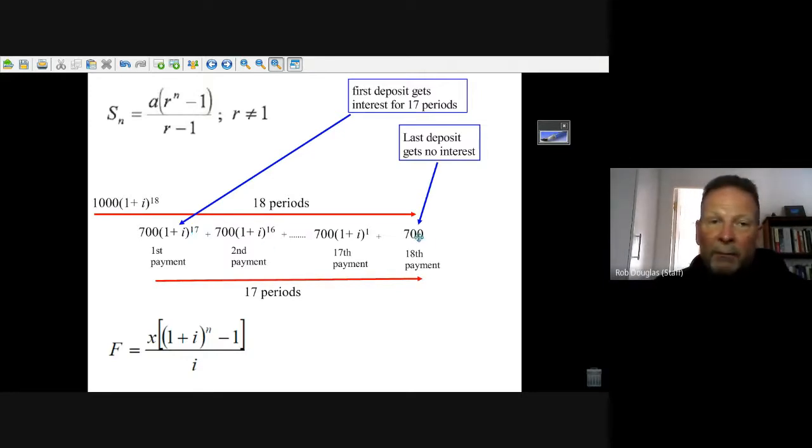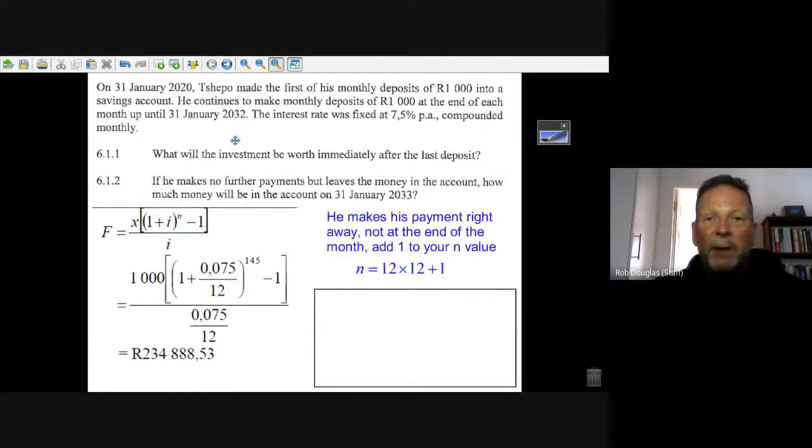And if you remember, it all comes from a geometric formula. This is really r to the n minus 1, that's the (1 plus i) to the n minus 1, over i. It's really just a geometric series. It fits this formula perfectly, but it only fits if it works at the end of the month. So I guess the fast way is, if they do something at the beginning of the month, just remember to add 1. If you don't, all your answers mess up.